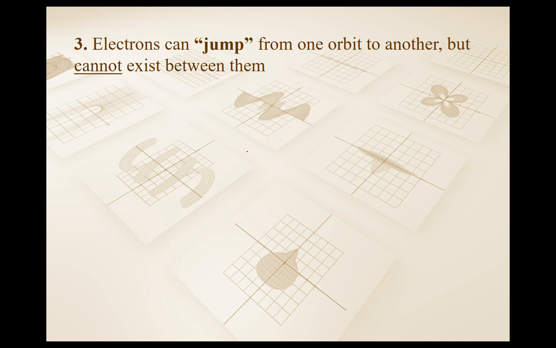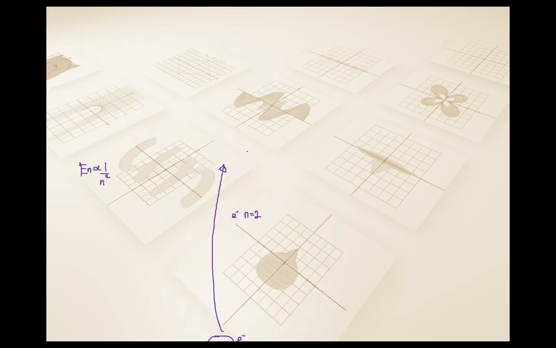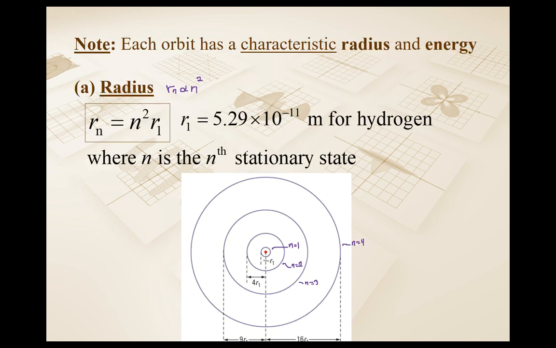Three, electrons can jump from one orbit to another, but they cannot exist between them. I put jump in quotation marks because, again, it's totally unclear how they go from one stationary state to another. Like, do they teleport? Like, what do they do? All we know is that they instantaneously jump. They can't exist anywhere between these different orbits. So again, going back to this illustration, it is not possible for an electron to exist in this state.